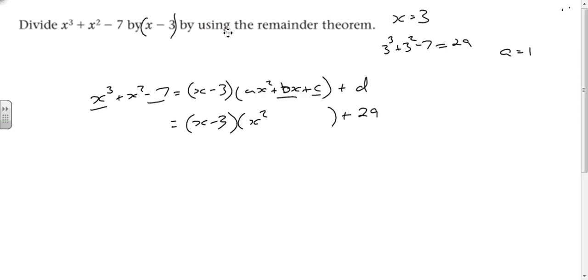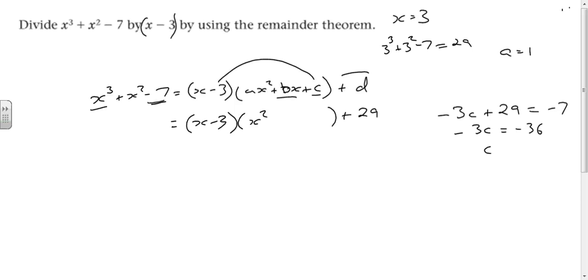So to get this minus 7 on the end, we do minus 3 times c, and then we're going to add on our plus d. So if we do that, we're going to get minus 3c, then we're going to add on our remainder, plus 29, and that equals minus 7. So if we take away 29 from both sides, we get minus 3c equals minus 36. Divide by minus 3, we've got c equals 12.